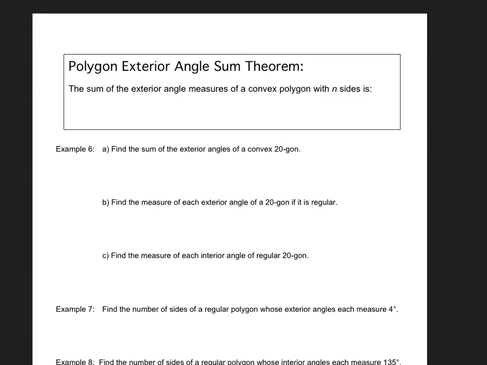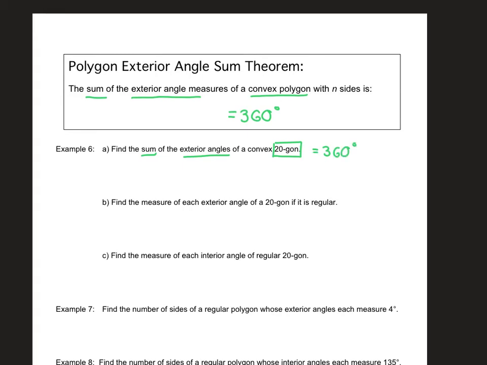This leads us to the polygon exterior angle sum theorem, which says that if we are finding the sum of the exterior angle measures of any convex polygon with n sides, that total will always be 360 degrees. Now, when we apply this, it says find the sum of the exterior angles of a convex 20-gon. Well, again, regardless of the number of sides, as long as we are talking about the exterior angles and the sum, we know that the sum of the exterior angles will always be 360.